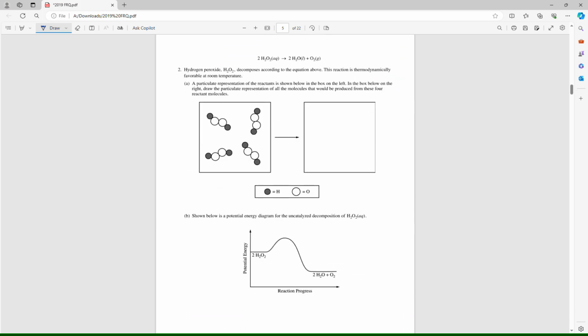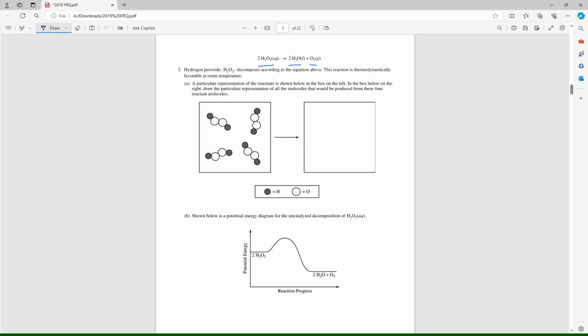All right, number 2, made it through number 1. Let's go. All right, particle representations, classic. All right, we're given H2O2, making 2H2O, 1O2.